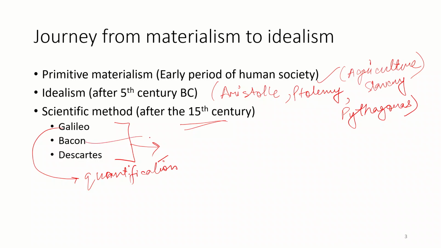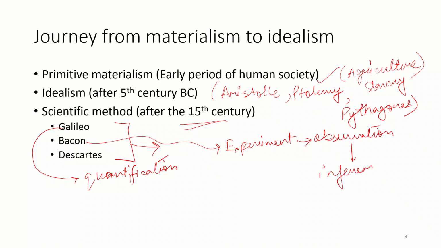Then came Francis Bacon, who gave the idea of experiment, then observation, and then inference. He told how an experiment needs to be designed, and how it is not a personal view, it should be a collective experience, and from that experience we need to build our inferences. That's how he developed this method, and he also followed the laws of inductive logic that we saw last time.